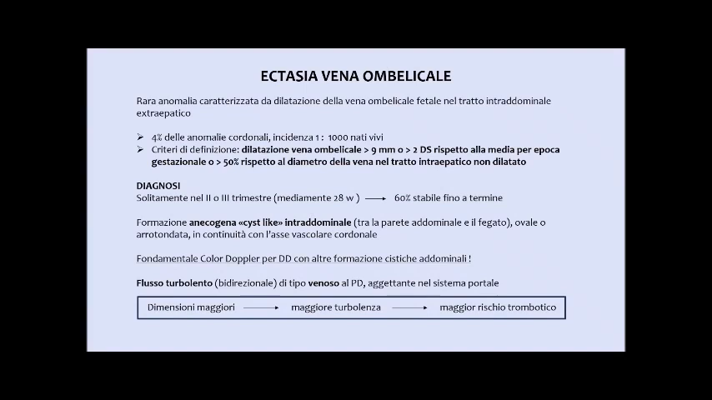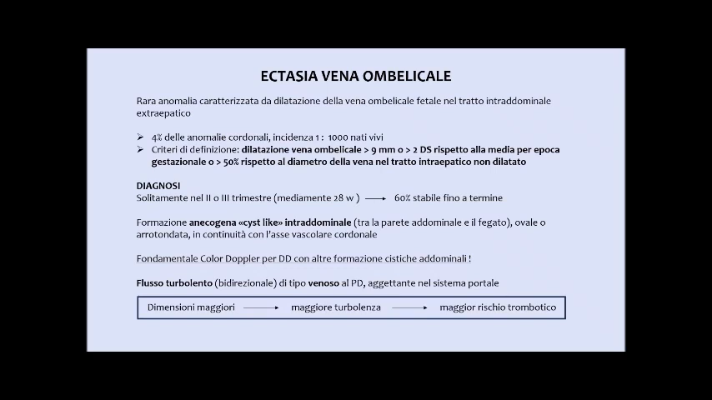which is a rare anomaly characterized by dilation of the fetal umbilical vein in the intra-abdominal and extrahepatic segment. It has an incidence of 1 in 1,000 live births and accounts for 4% of all umbilical cord anomalies. In fact, the diagnosis is usually made in the second and more often in the third trimester. The average gestational age at diagnosis is within the 28th week.